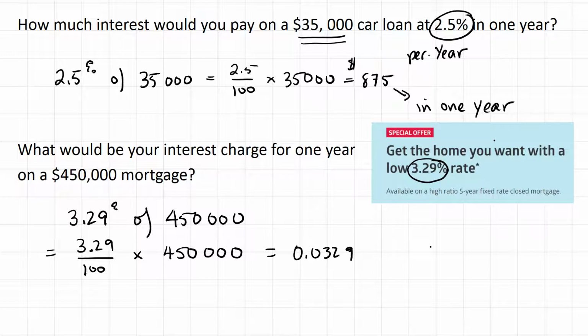0.0329 times $450,000, and that's a whopping $14,805 that you pay in 1 year in interest. So that's the money that it's going to cost you just to borrow to buy a house for that 1 year.